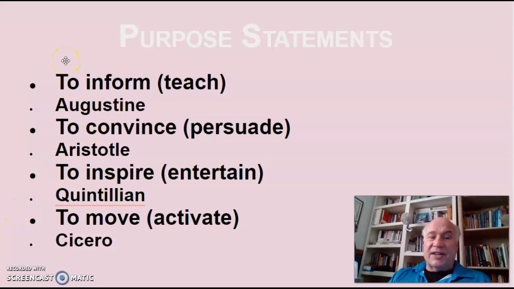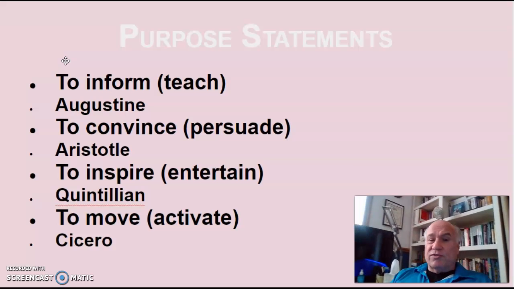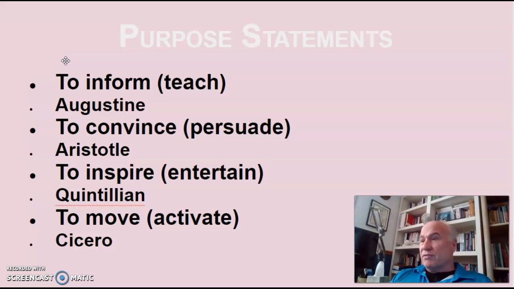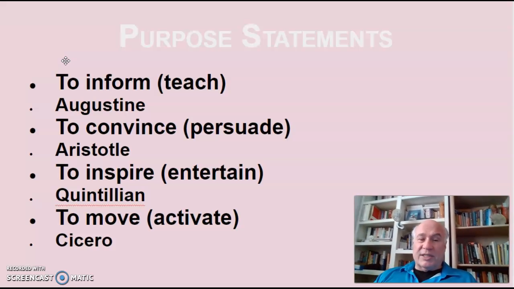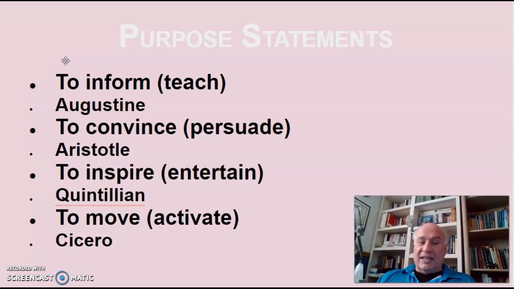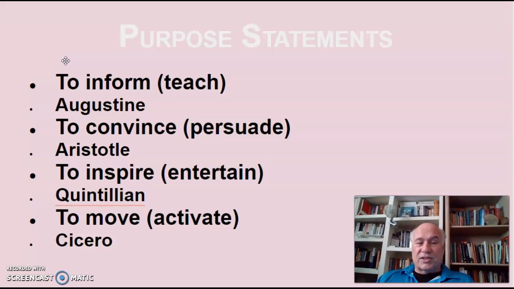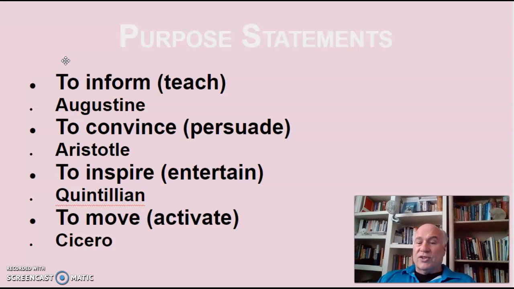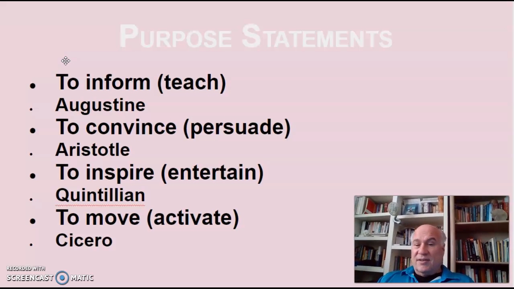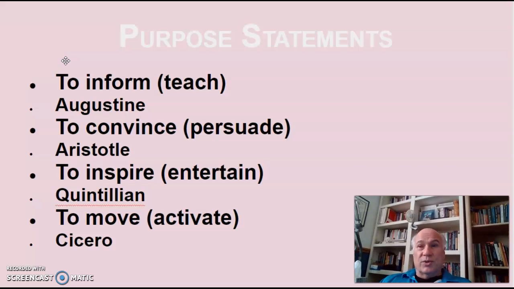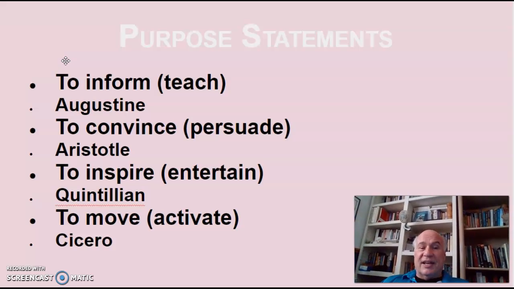And the next part of invention is purpose statements. To inform or to teach, Augustine thought that was the most noble form of public speaking. To convince or persuade, Aristotle thought that was the most noble form of public communication. To inspire or entertain, Quintilian believed that was the most noble form. And to move to action, to get people to do something, Cicero believed that was the most important. So, what is your most significant purpose? I think it comes down to your subject matter, you as the speaker, your audience, and the occasion.